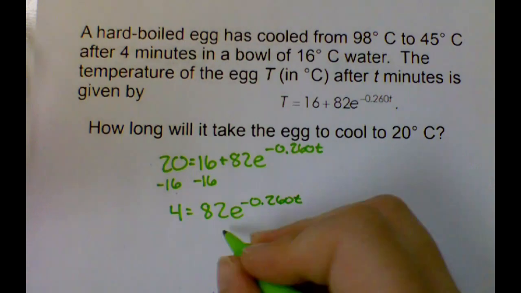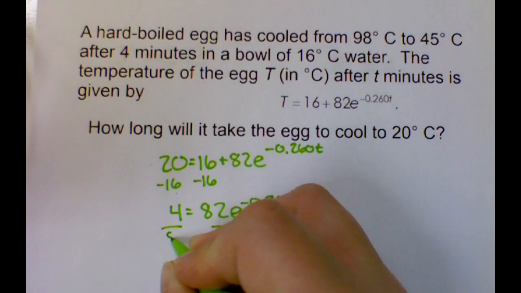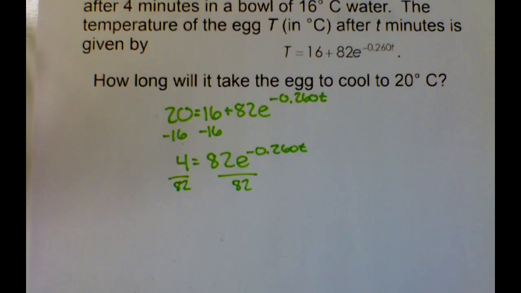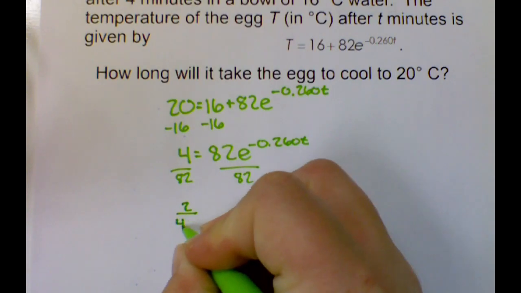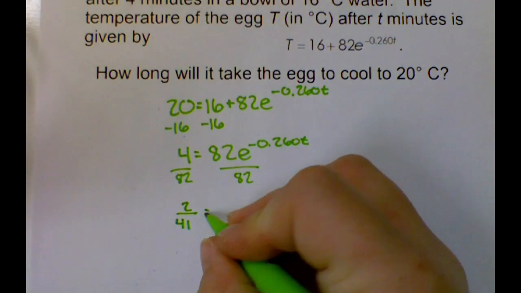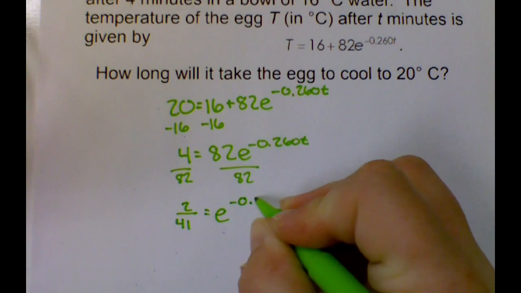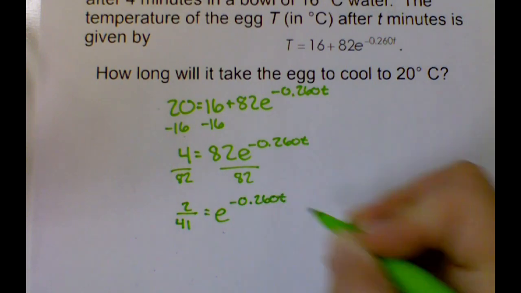And then I'll divide by 82. And 4 divided by 82, I'm going to leave that as a fraction and make it 2 over 41. I'd at least simplify it, right? Equals e to the negative 0.260 t.